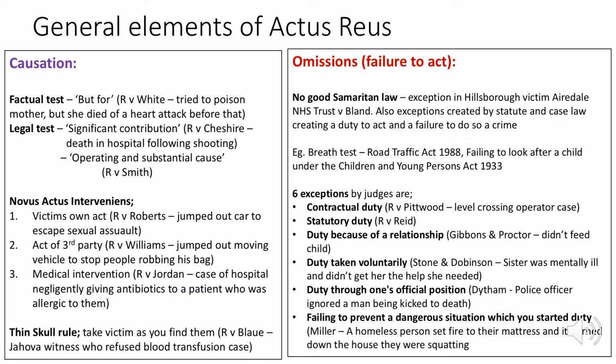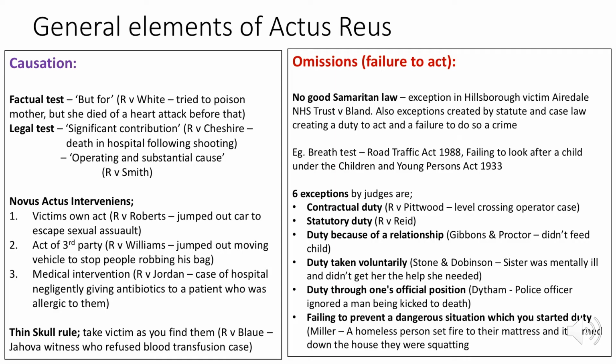The first topic on the section B spec includes general elements of criminal liability. Now there are two sides to this. You've got the actus reus and the mens rea, which I'll come to later. In actus reus you've got causation, where there's a factual test and a legal test. For the factual, you've got the but for test, as shown in White, and you've got the legal test, where you can pick from either of these two: Cheshire's significant contribution or Smith's operating and substantial cause.